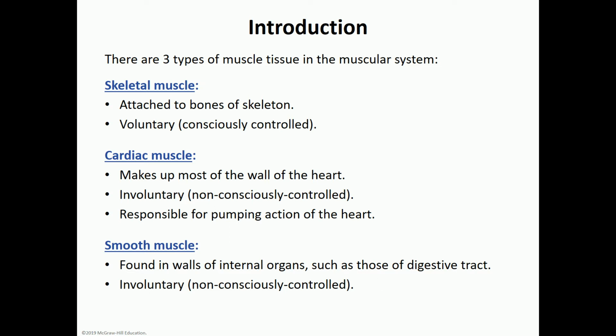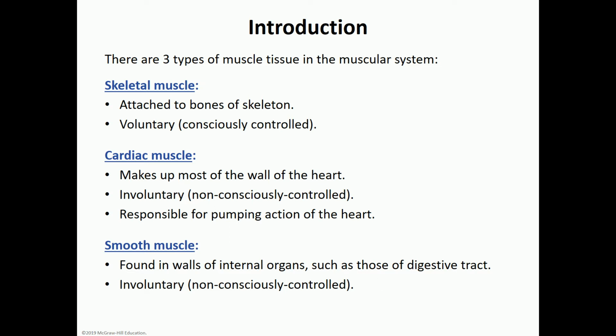The involuntary muscle fibers are your cardiac and smooth muscles. Cardiac muscle fibers are only found in the heart. They make up the wall of the heart. Obviously, they are involuntary, so we cannot control whether to contract the heart or not, which is a good thing, because you don't want to have to worry about that. It is responsible for pumping the blood out of the heart.